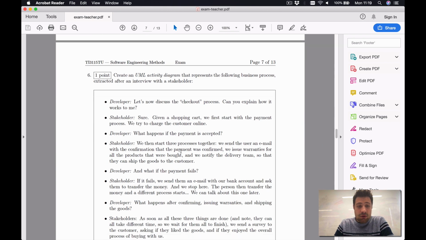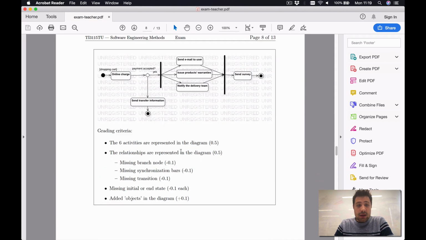Then the activity diagram was also very well done. A lot of them were very, very similar to my diagram over here. You were able to start parallel activities, and you were able to synchronize them. Very good. What happened in here?